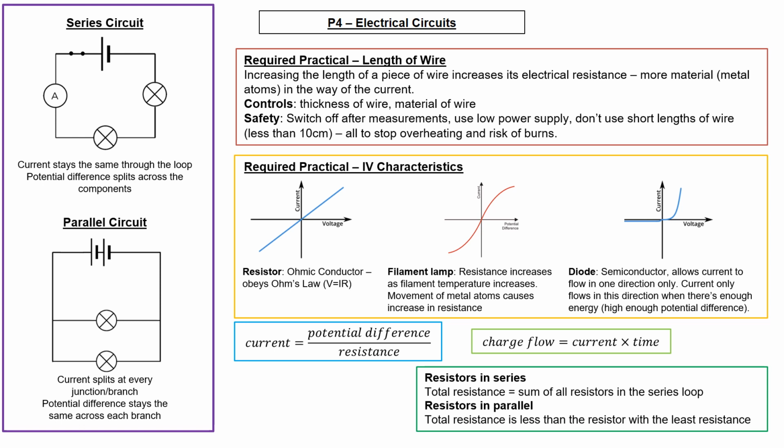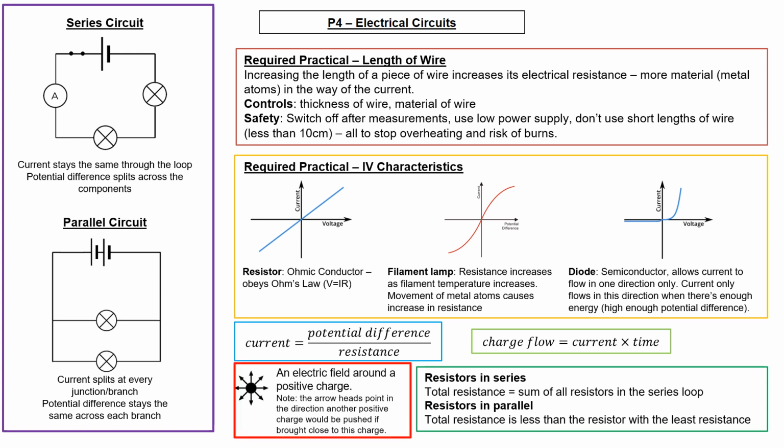If we're looking at resistors in series, total resistance is equal to the sum of all resistors in the series loop. Resistors in parallel, the total resistance is less than the resistor with the least resistance.